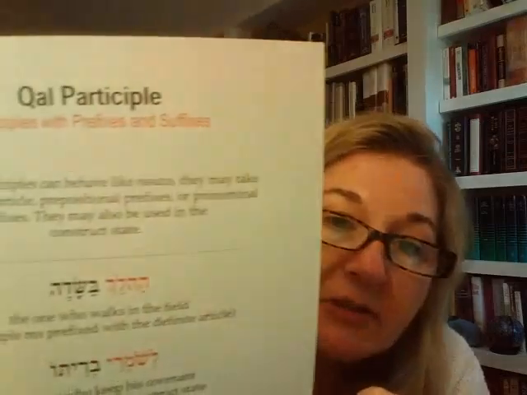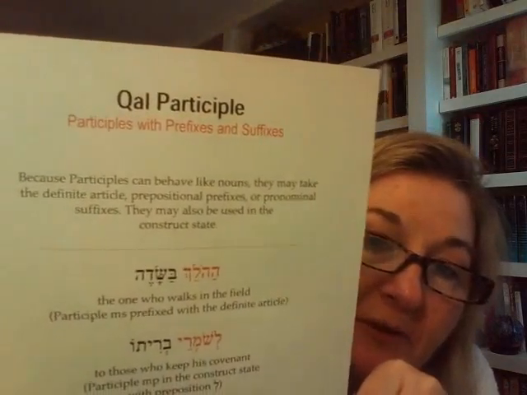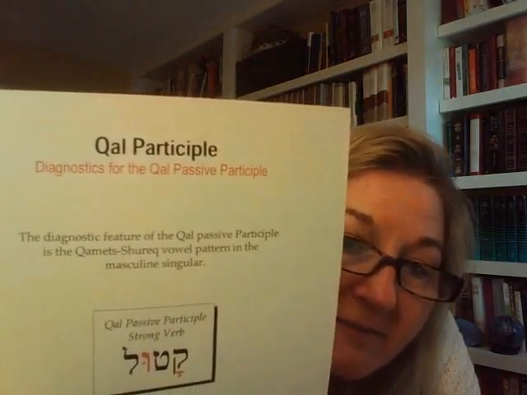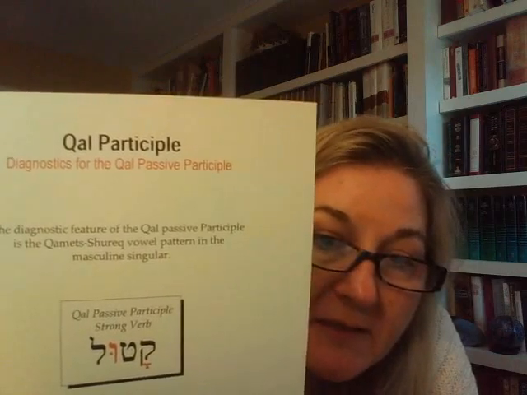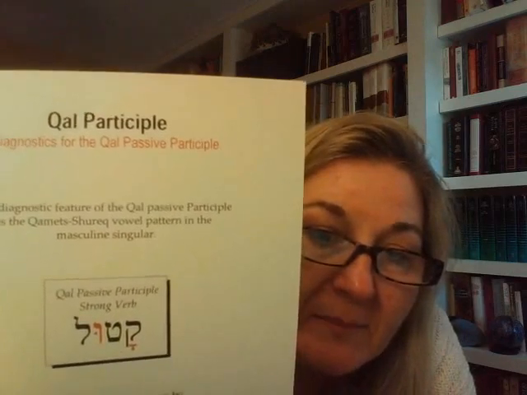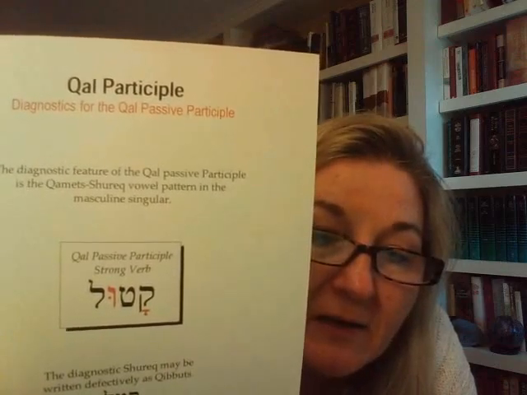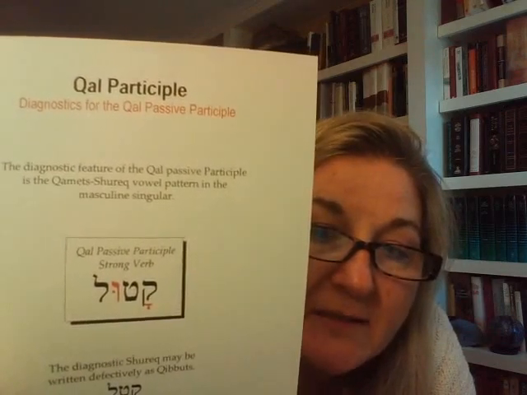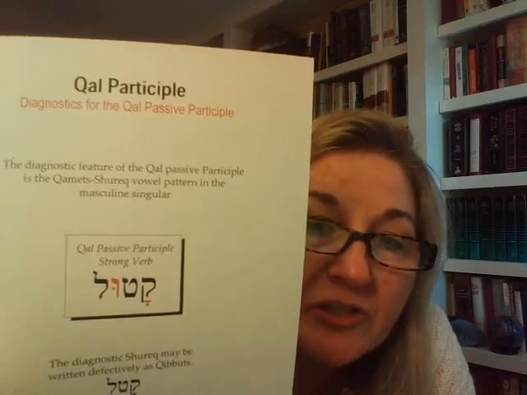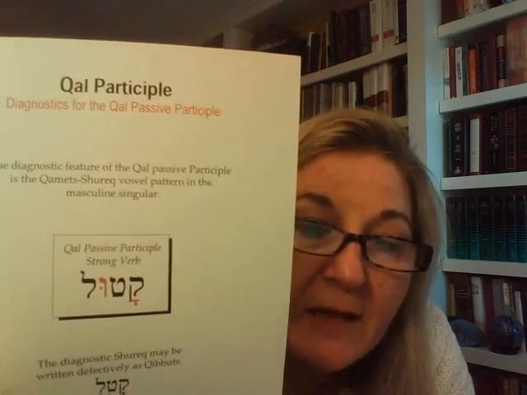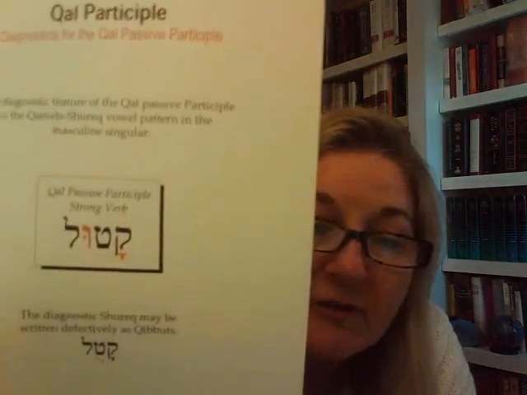Now, here on this sheet that I'm showing you, this is participles with prefixes and suffixes. And that's the wrong one. I'm taking you to the last one. All right, here we go. Diagnostics for the qal passive participle. That's the right one. The diagnostic feature of the qal passive participle is the qamets shureq vowel pattern in the masculine singular. And you can see it there. Under the qof, there's the qamets, and then the tav, and then the shureq vowel pattern. And that's going to be the tell or your diagnostic.